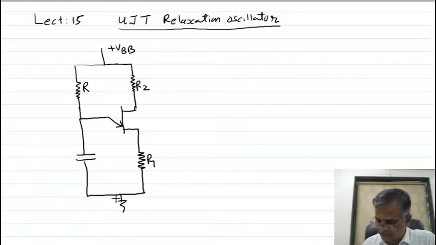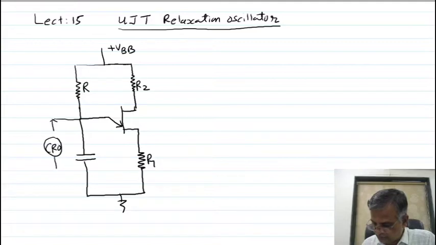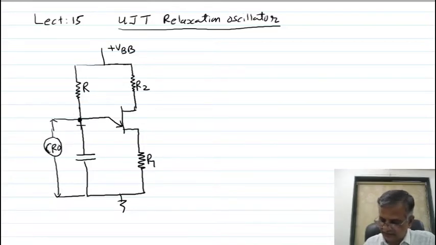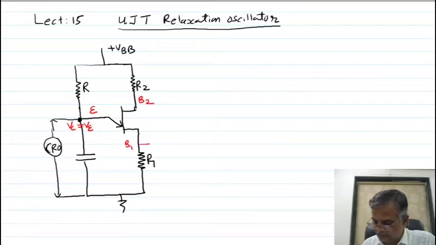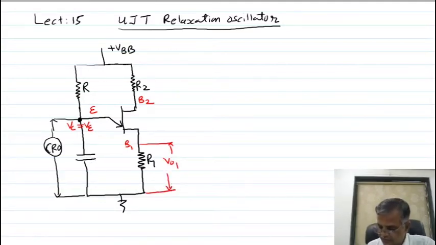between emitter and ground. Here I am connecting a CRO to measure the periodic time of my sawtooth waveform. This voltage I am writing as VC, or you can say VE, the emitter voltage; base B2, base B1. This voltage you can write as VO1. This is a capacitor C.